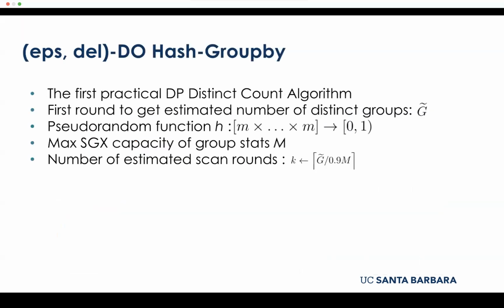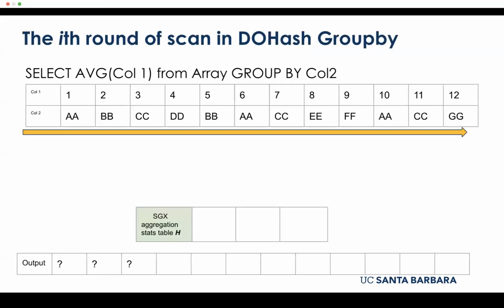The second one is the epsilon-delta DO hash group by. We introduce the first practical DP distinct count algorithm. We first run a run to get the estimated number of distinct groups delta G. We will need a pseudo-random function h to map the input into a range between 0 and 1. Suppose the maximum SGX capacity of group stats is n, then we will know the number of estimated scan runs.